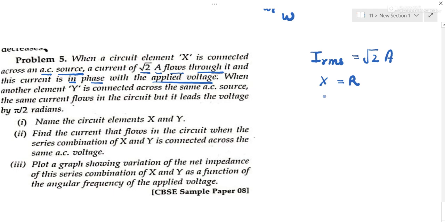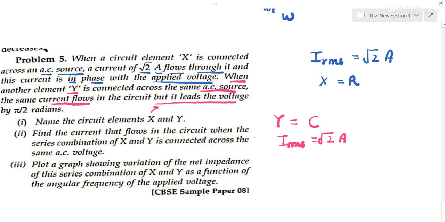So coming to the next, let us read it further. When another element Y is connected across the same AC source, the same current flows, that is root 2 ampere, but it leads the voltage. So the current is leading the voltage. Current will lead in the case of a capacitor. So Y is a capacitor.